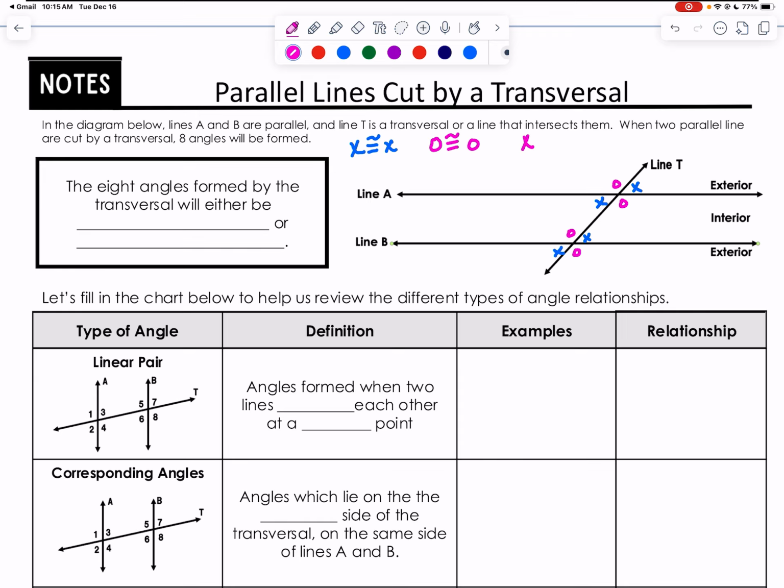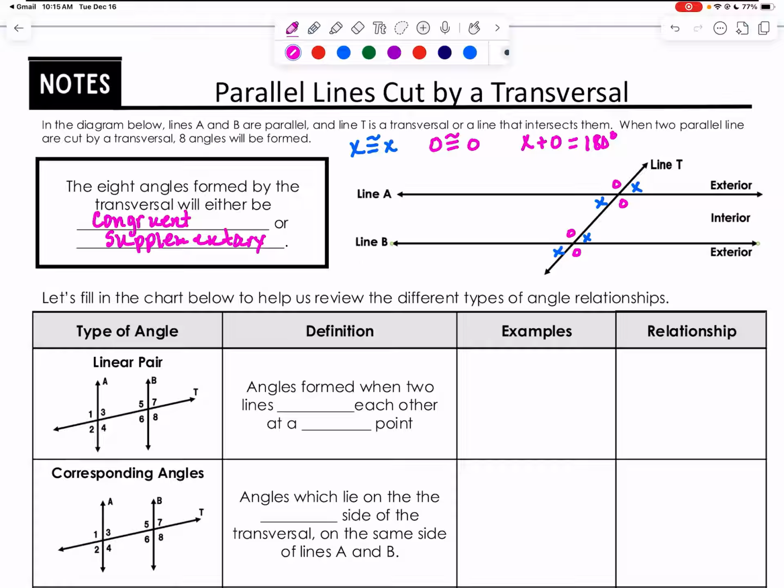So if you have an angle X plus an angle O, their sum will be 180 degrees. So the 8 angles formed by the transversal will either be congruent or supplementary. They'll either be congruent or supplementary.